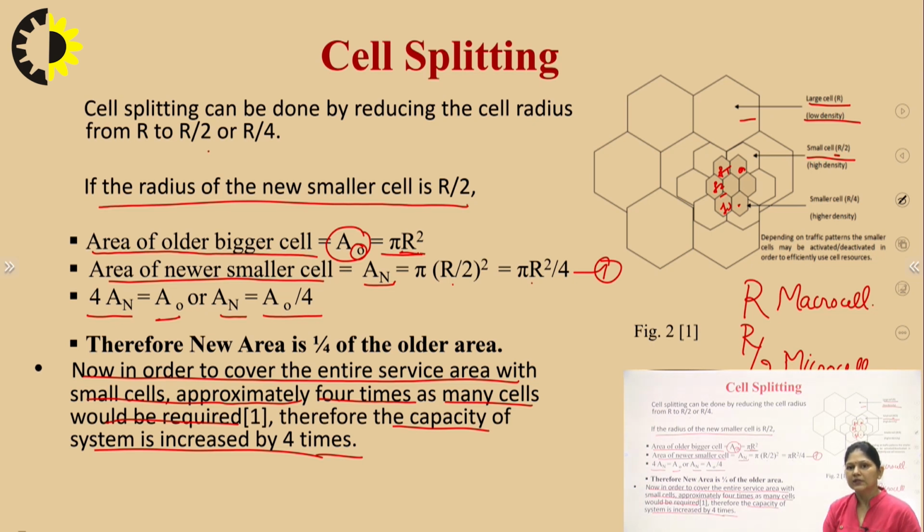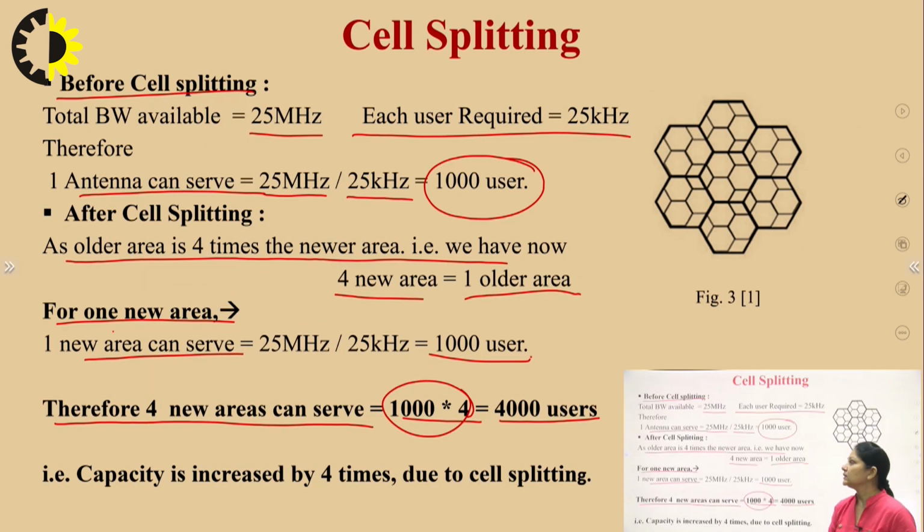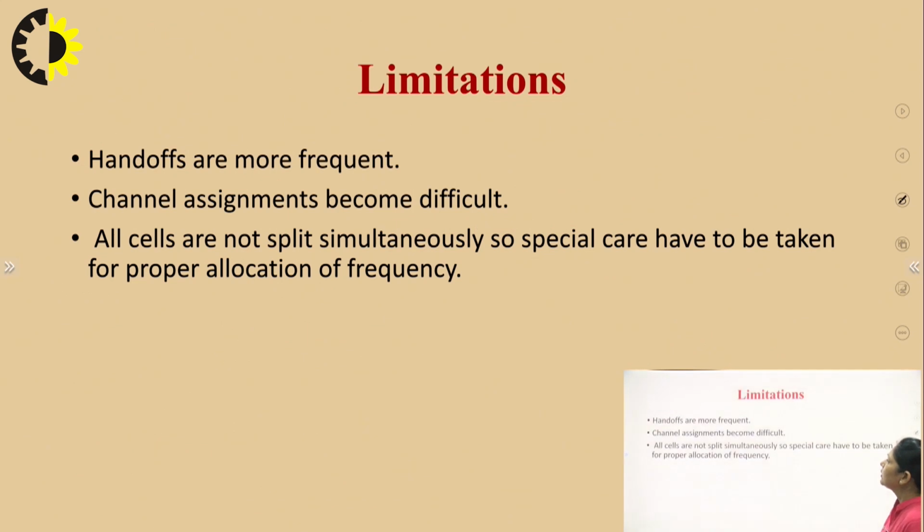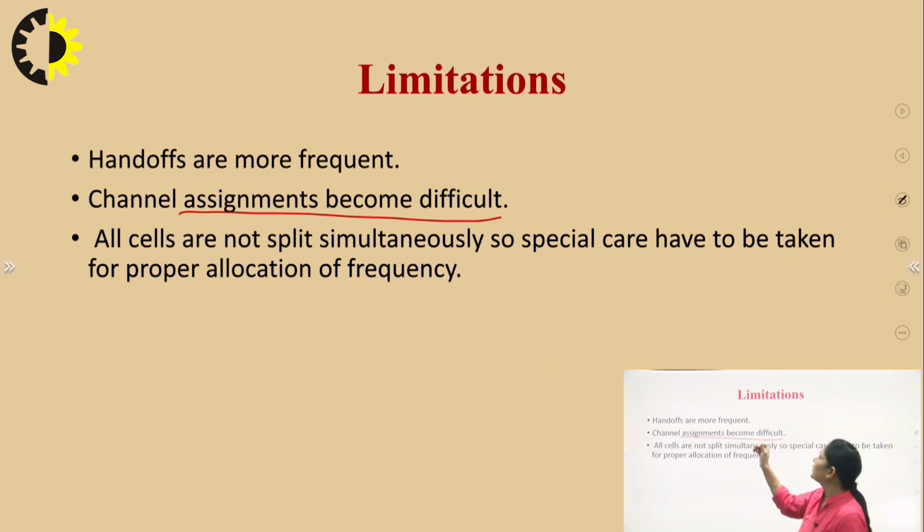As the number of cells increases, the number of handoffs will increase, so it will put a burden on the MSC. So this is one of the disadvantages of the system. The channel assignment becomes difficult, because as the mobile is moving from one cell to another cell, we have to provide a channel to that particular user.